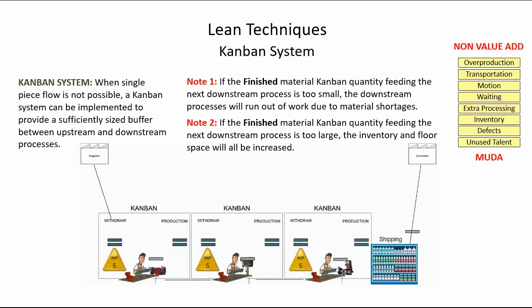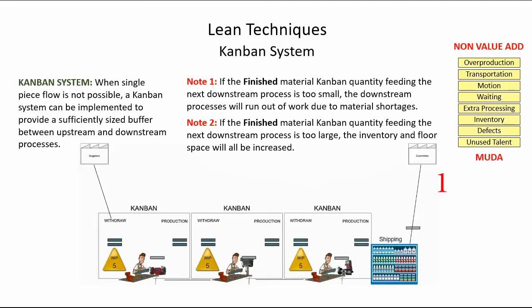When single-piece flow is not possible, a Kanban system can be implemented to provide a sufficiently sized buffer between upstream and downstream processes. As you observe this Kanban flow, watch what happens when a customer pulls finished goods from the warehouse. Now in this example, Kanban quantity for each area is 5 pieces. When 5 pieces are pulled from the warehouse, the upstream process is signaled to begin production in order to replenish the warehouse's Kanban.